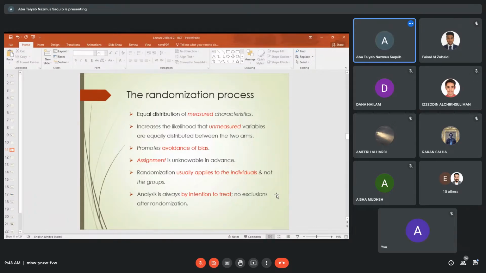Randomization usually applies to individuals. We do the randomization to individuals and not the group. We don't randomize groups of people, but that's not totally true. That's why I put the word usually. Sometimes we also randomize groups, but that's in a minority of cases. Okay, analysis should be intention to treat, no exclusion after randomization, which we also do. So these are better approaches, but not always followed. But the upper one, that the assignment should not be known, is strictly followed. Okay.